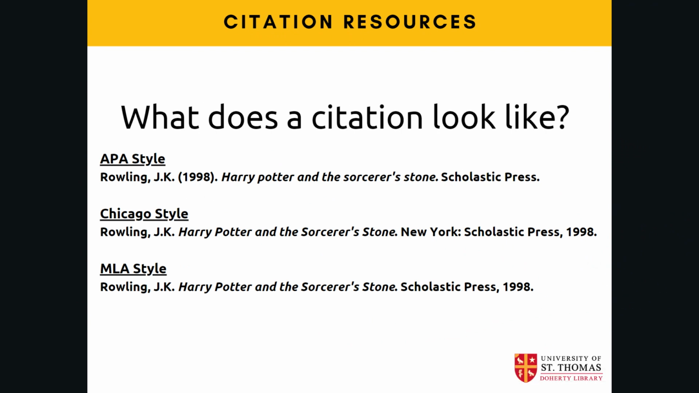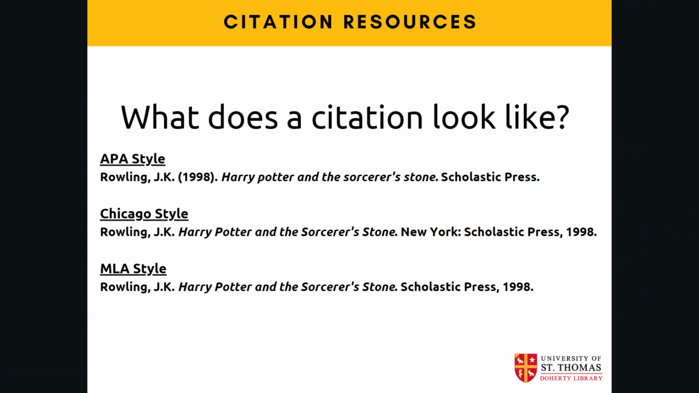So this is a book, but if it were a journal article, it would have the title of the journal as well as the volume and issue. If it was a website, it would have the URL where we could find the website. So how do I know which of these styles to use? One quick way is to look at your assignment. Your professor will put which citation style should be used in your assignments.